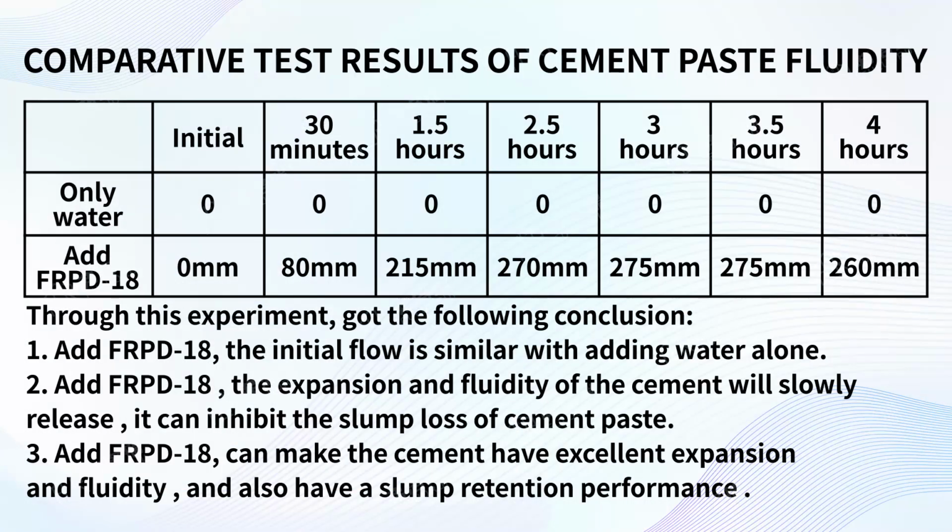Through this experiment, we got the following conclusions. 1. Add FRPD-18. The initial flow is similar to adding water alone. 2. Add FRPD-18. The expansion and fluidity of the cement will slowly release. It can inhibit the slump loss of cement paste. 3. Add FRPD-18. It can make the cement have excellent expansion and fluidity, and also have slump retention performance.